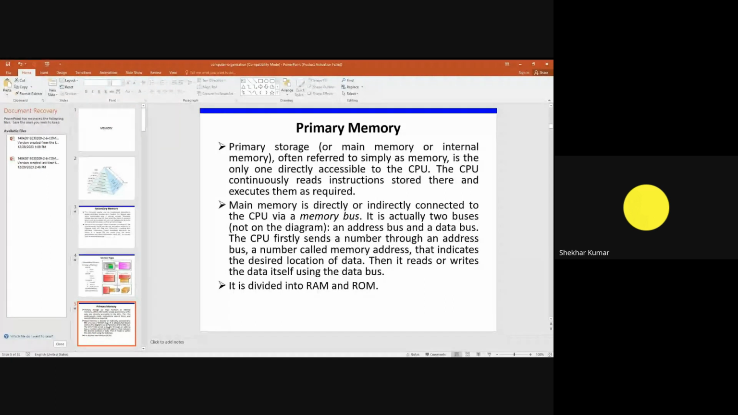So there are two types of your primary memory. First one is your RAM, and another is your ROM. We have already discussed the RAM and ROM.